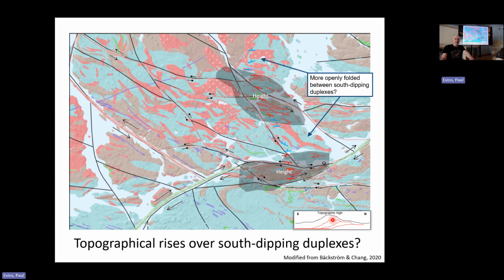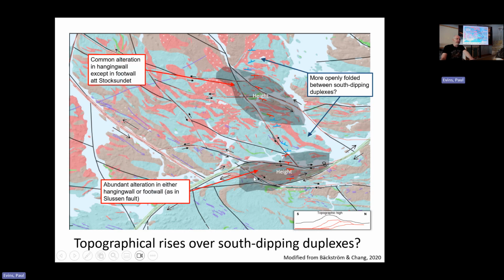For instance, if this is a thrust duplex, maybe these little northern faults, which obviously are not causing the big weakness zones, they are in topographical depressions, but they're thinner, more isolated, localized depressions. These were maybe back thrusts, and maybe these are pop-ups. I don't know yet. But what you can see is that it's more openly folded between the south-dipping duplexes.